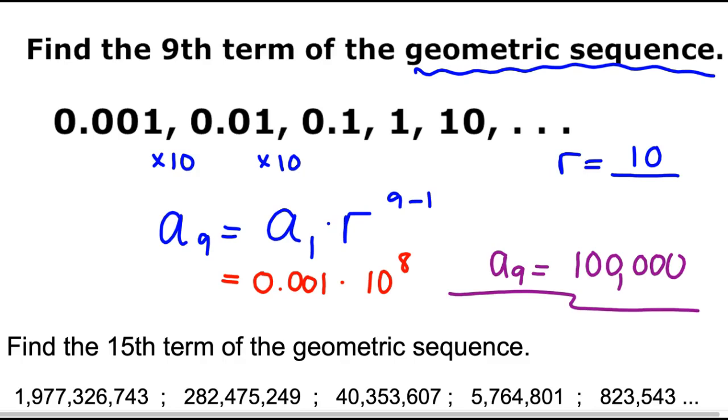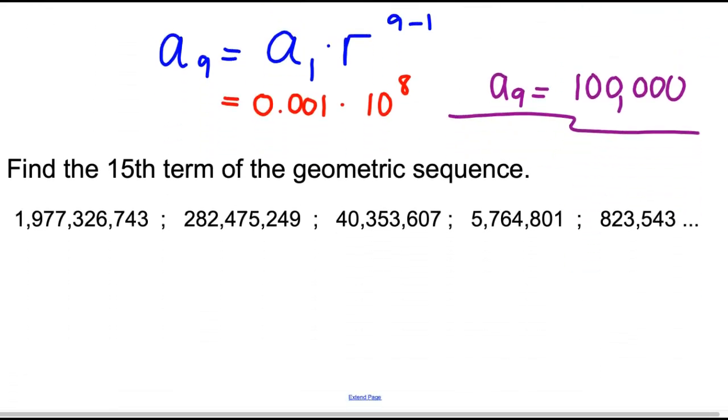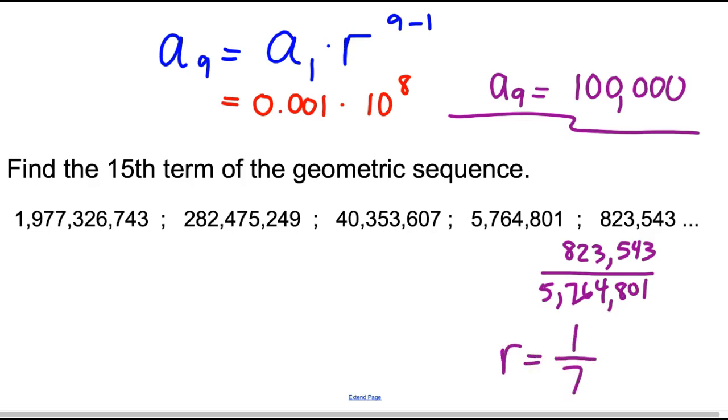This next one I don't think you have in your notes, but we can do this one. Anyway, it's decreasing. If you were to take these big honking numbers, actually, let's be smart. Let's pick one at the end. Let's go with 823,543, and we divide that by 4,801. What you end up getting is 1/7. So the r is 1/7. Notice it's a fraction. They're decreasing.